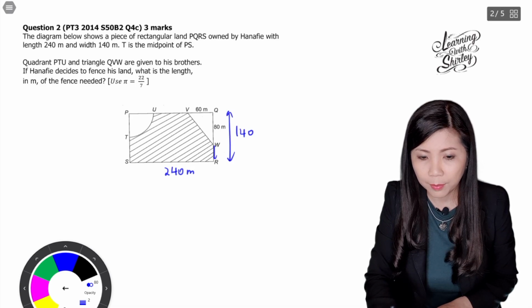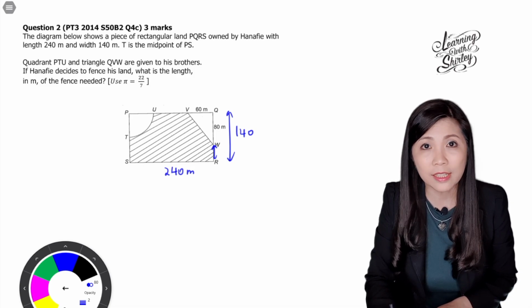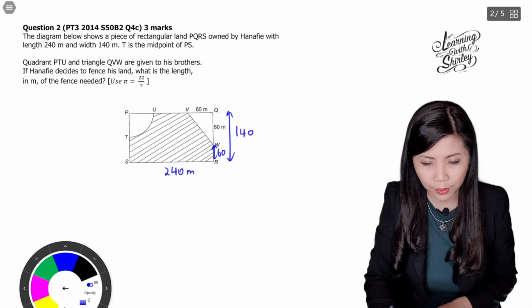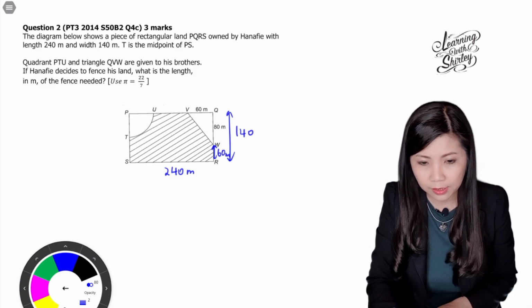So to find WR is going to be 140 minus 80, which is 60. So I'm going to write 60 over here. This is 60 meters. And here is 60.